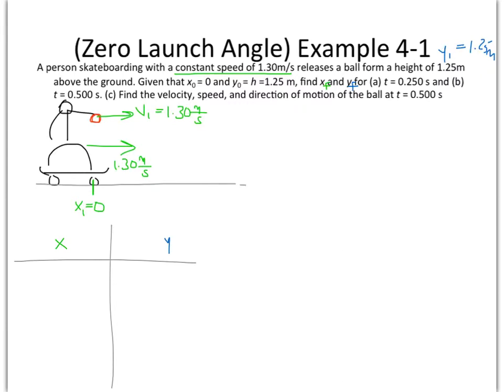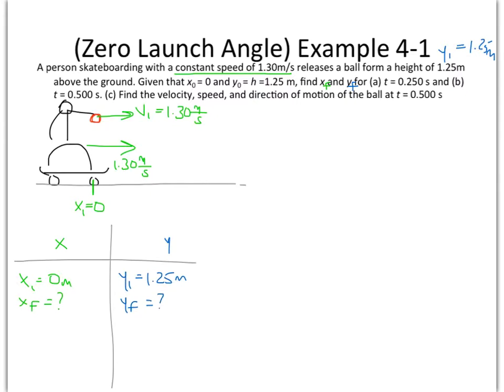So, what is the x initial? The initial x position, x initial equals 0 meters. The object is starting at some point 0. What is the y initial position? Y initial equals 1.25 meters. We want to find the x final. That's one of our question marks. And we want to find the y final. Y final equals question mark.